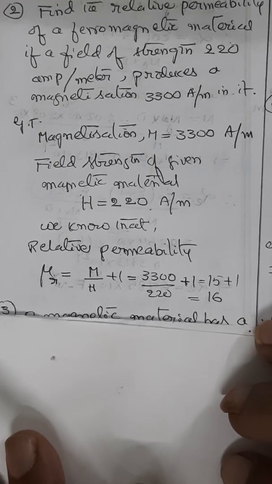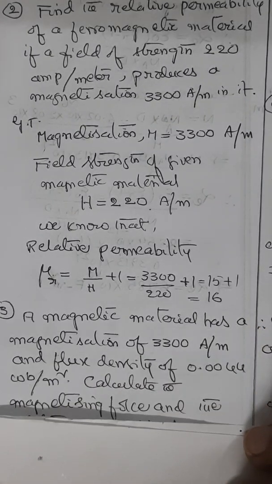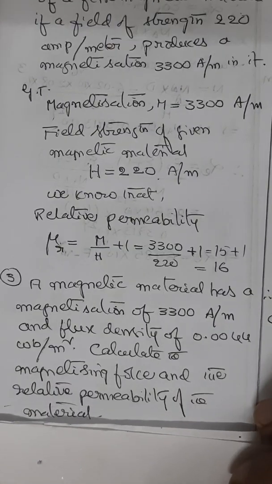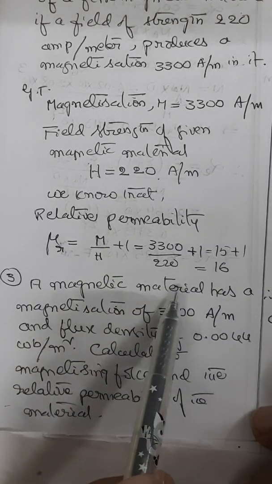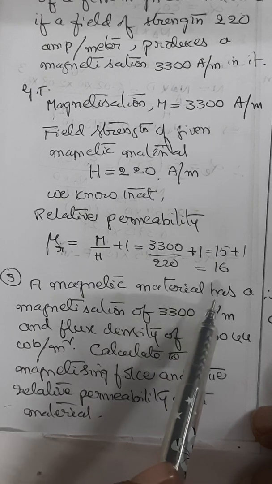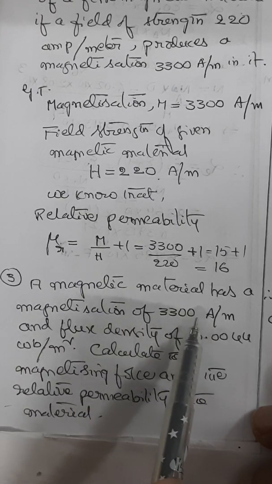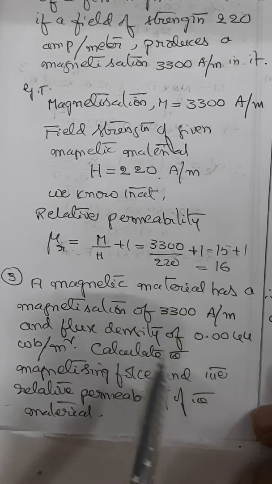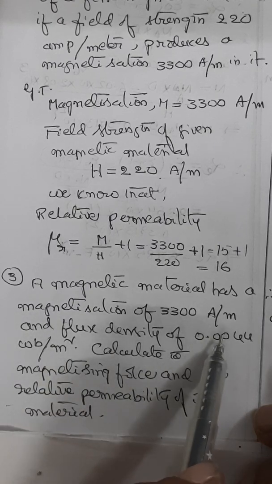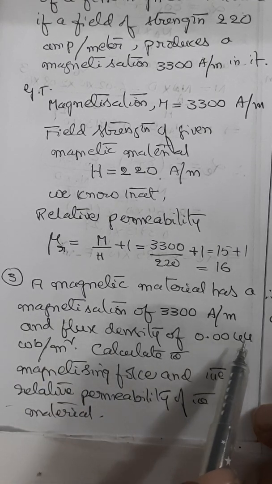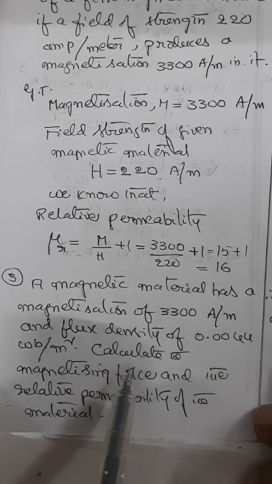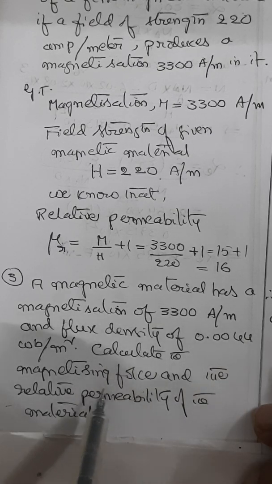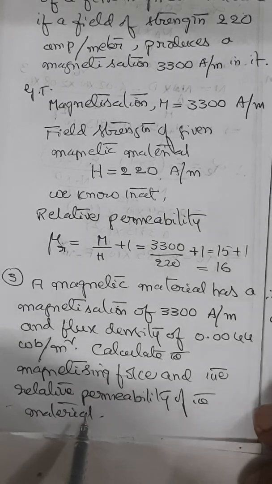This is the solution for this problem. Now let us take up another university problem given like this. A magnetic material has a magnetization of 3300 ampere per meter and flux density of 0.00444 Weber per meter square. Calculate the magnetizing force and the relative permeability of the material.